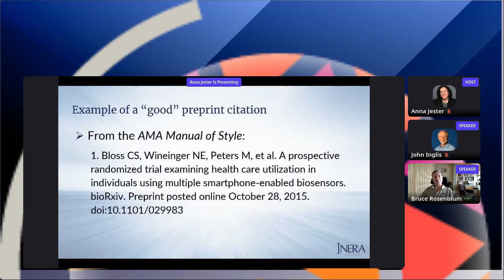So here's an example from the AMA manual of style. This is something we consider a good preprint citation. It has all 6 of those elements.